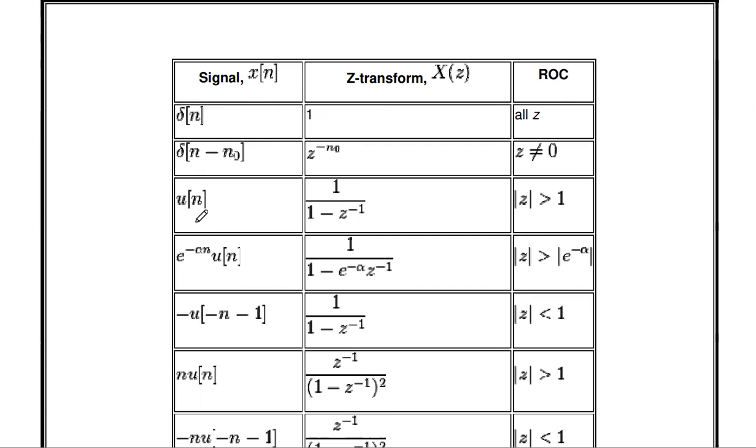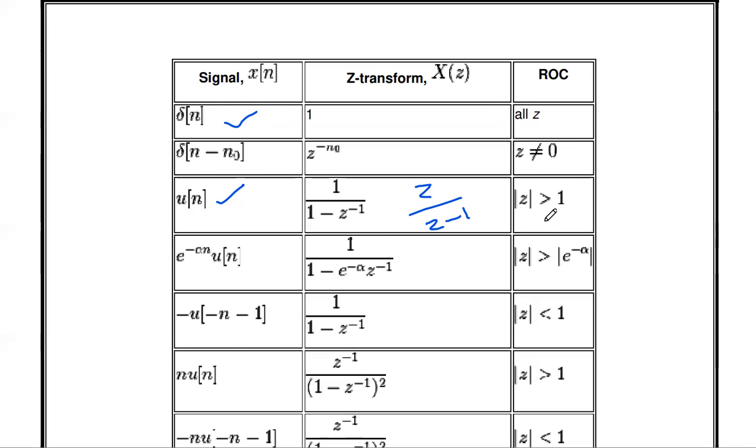Then the next standard signal, U of n. The U of n has the Z transform answer 1 by 1 minus Z inverse. If you rearrange, we get Z by Z minus 1. So the ROC for the unit step signal is modulus of Z greater than 1.